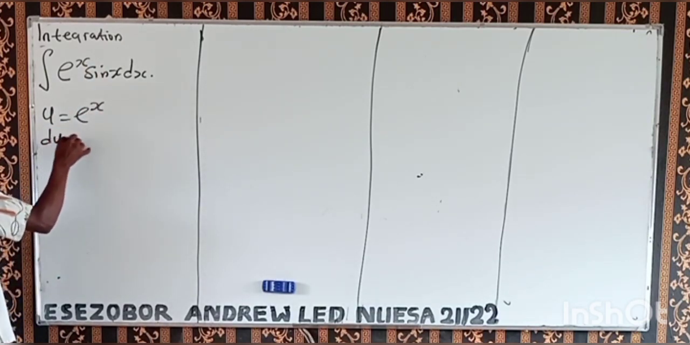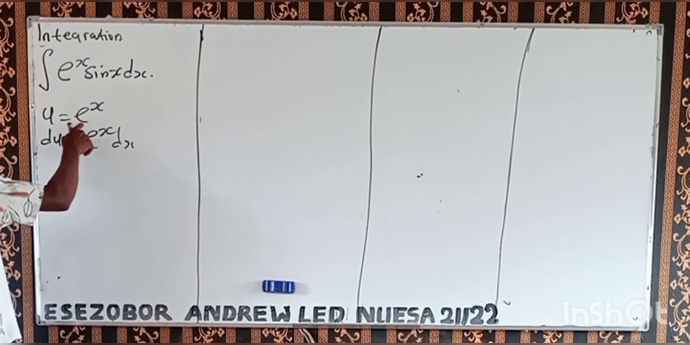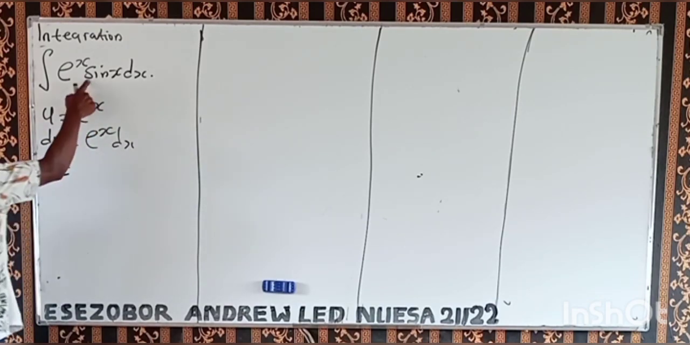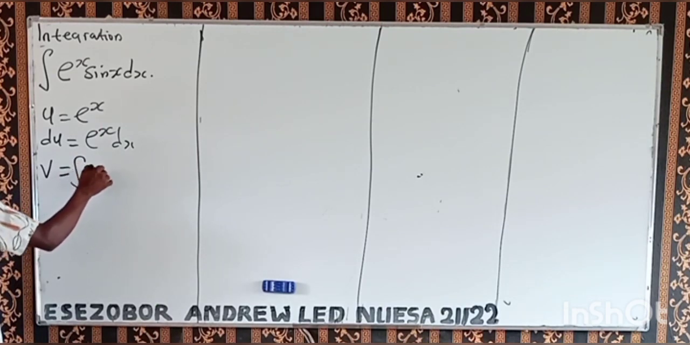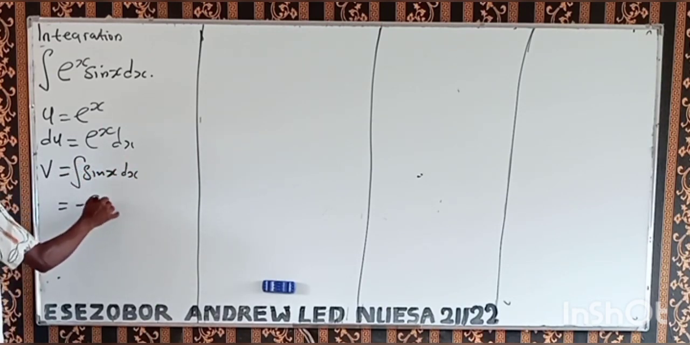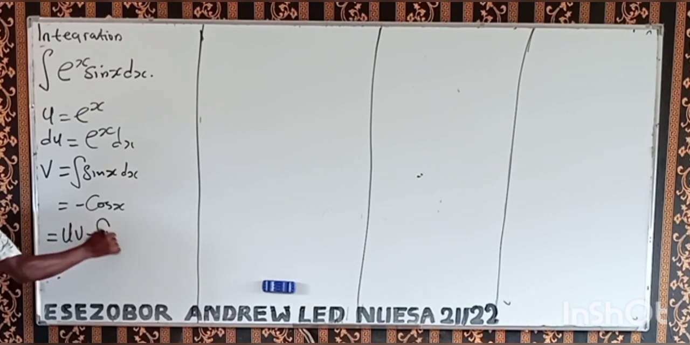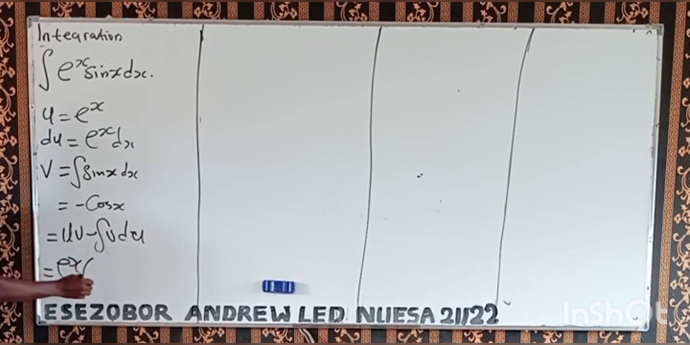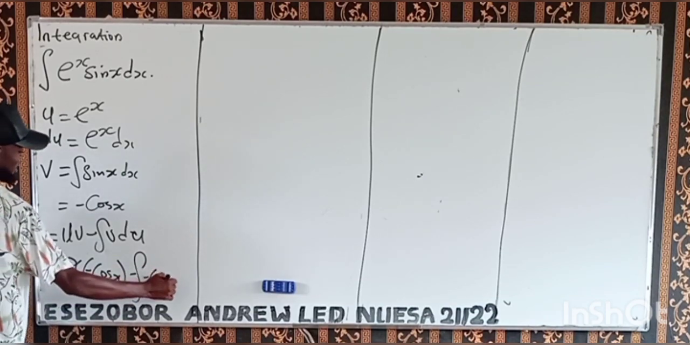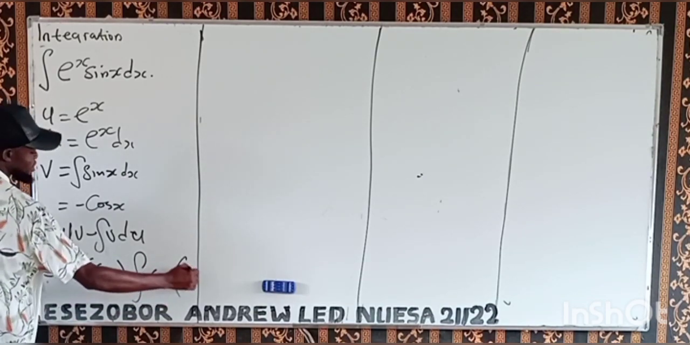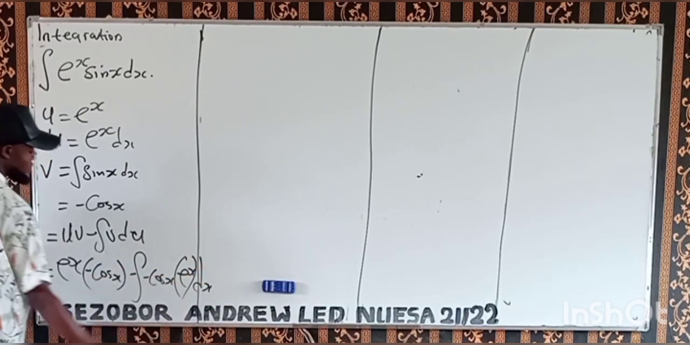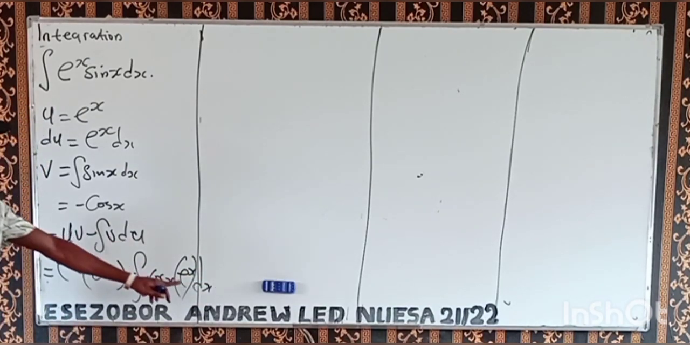Then the u will be exponential x. So we differentiate exponential x to be the same thing. V will be integrating the other side. Integral sin x dx. That will be minus cos x. Supposed to have plus c, but don't do it because you are still working. Then from this formula, uv minus integral v du, you have something like this. U is what? Exponential x. V is what? Minus cos x, minus integral minus cos x, du is exponential x dx.